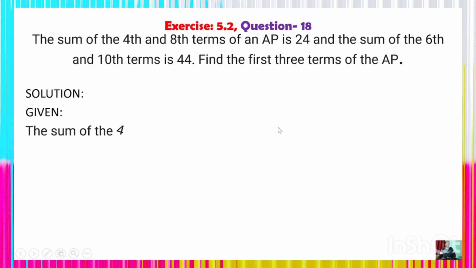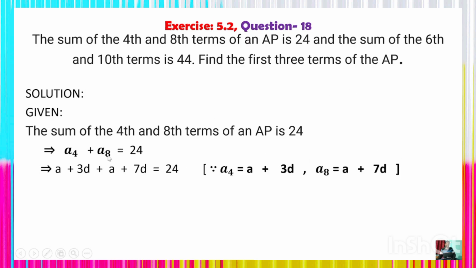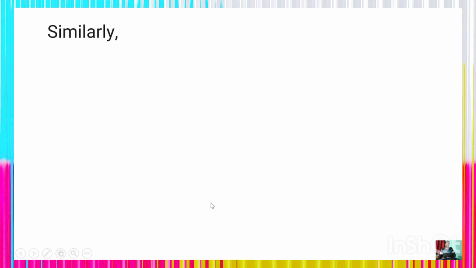Given that the sum of the 4th and 8th term of an AP is 24. Look at it carefully. What is given? It means 4th term plus 8th term is equal to 24. It means A4 plus A8 is equal to 24. We know that in place of A4 we can write a plus 3d, and in place of A8 we can write a plus 7d, which is 24. Here you see a plus a, which is 2a, 3d plus 7d, which is 10d, which is 24. You can take the common factor from both sides. After taking 2 as common, 2 whole into (a plus 5d) is 24, and a plus 5d is equal to 12. We get equation 1.